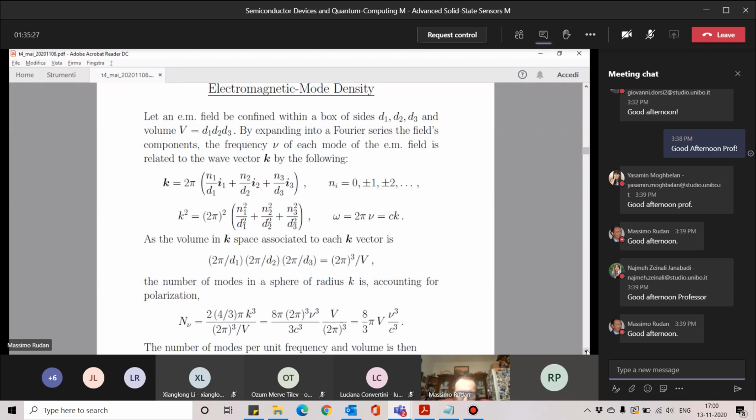That means that you can associate an elementary volume, it's not infinitesimal, it's a small volume, to each k vector, that is to the tip of the k vector. And if you look at the first formula, this small volume will be 2 pi over d1 times 2 pi over d2 times 2 pi over d3, that is the variation of each coordinate of k when you change the index by 1 unit. So globally, this product is equal to 2 pi cubed divided by the volume of the box.